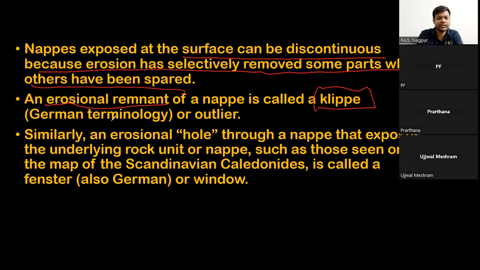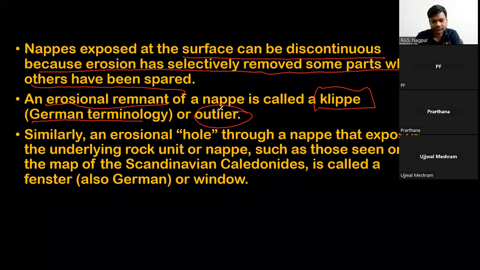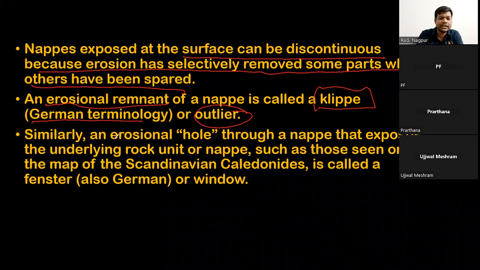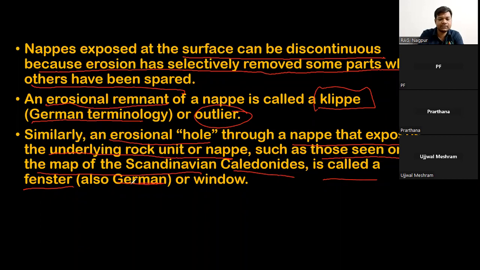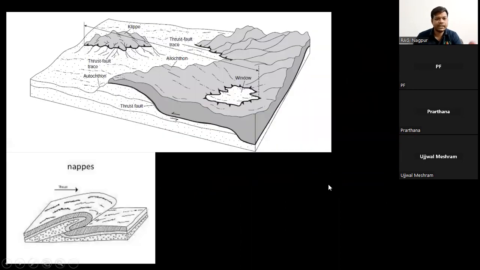It is basically a German word, which is also called an outlier. Similarly, there is something called an erosional hole through a nappe that exposes the underlying rock unit, such as those seen on the map of the Scandinavian Caledonides, which is called a fenster, a German word, or a window. I'll show you all this in the diagram so that it will be better understood. These are the structures.